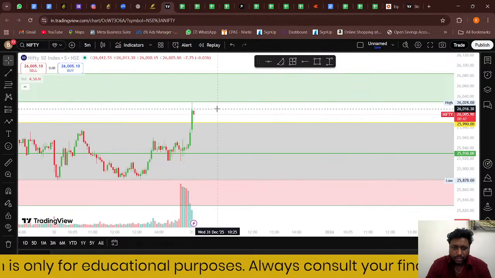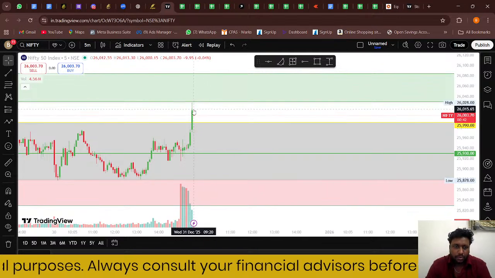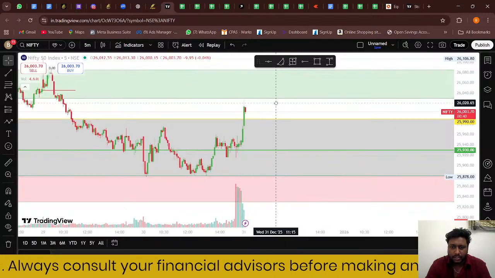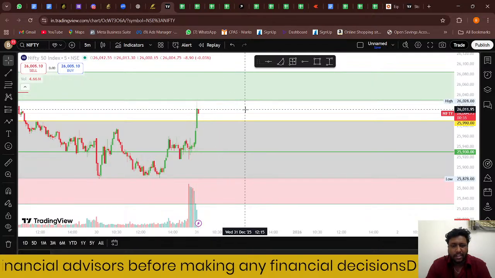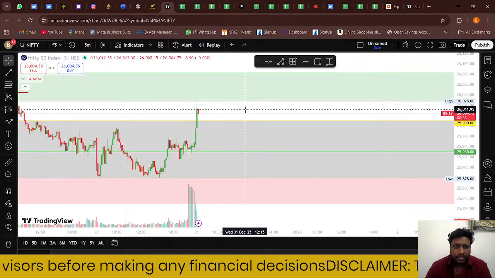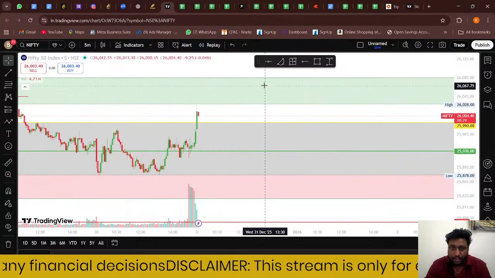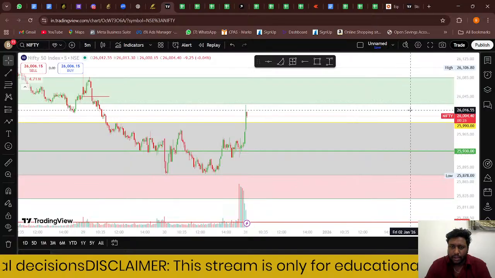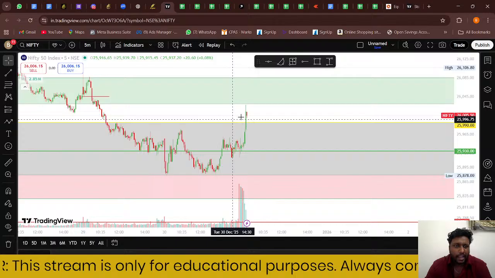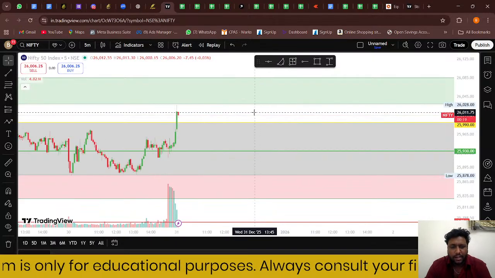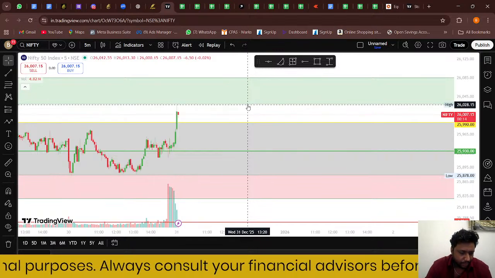It has almost tested our R1. If you see R2, R2 is a level where we usually get rejections. If there is a breakout above this level, then definitely the bullish strength is higher, so we can expect a move up to R3. Around R3, with respect to the pivot zone, we consider it an exhaustion zone. But if the trend is set, then definitely we can trail it up again and keep going.